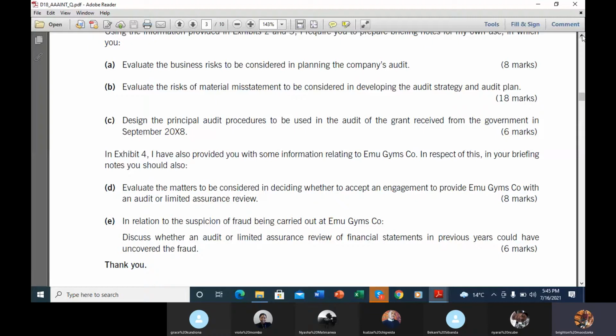Can someone quickly tell us what business risks are? Yes, we did. We have discussed this business risk. So guys, you're not reading. There's no need to try, it's something that you have in your notes. That's why we sent the question about business risk and audit risk. Yes, you may try.